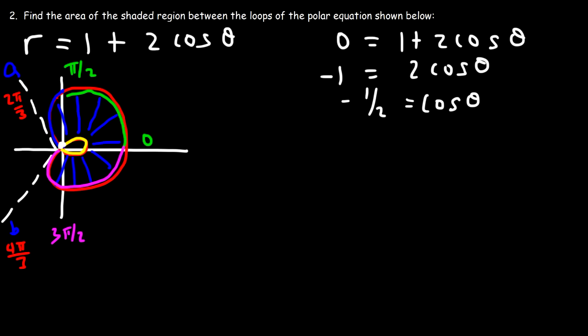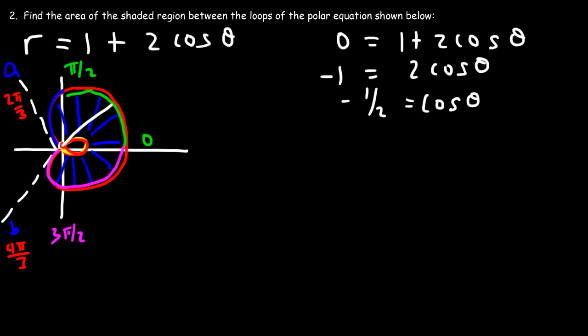Now, going from this region at A, this is 2 pi over 3, and then making a half of a loop, that's 3 pi over 3, which is pi, and then coming back to make a full loop, it's 4 pi over 3. Now, what I'm going to do is find the area of the top half, and then multiply it by 2.